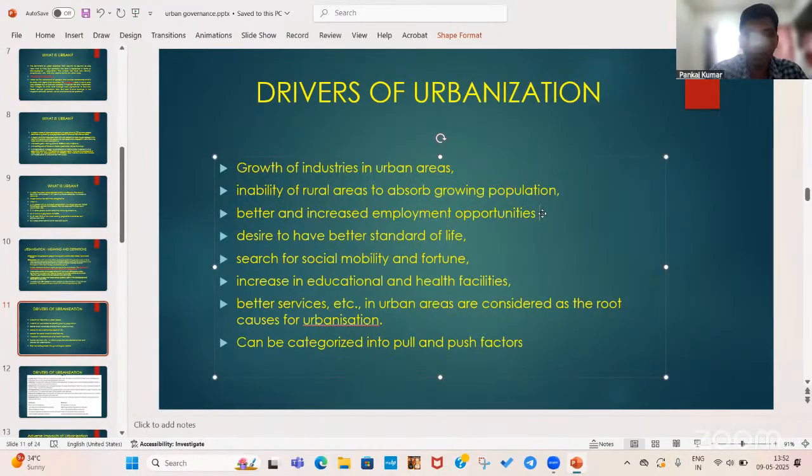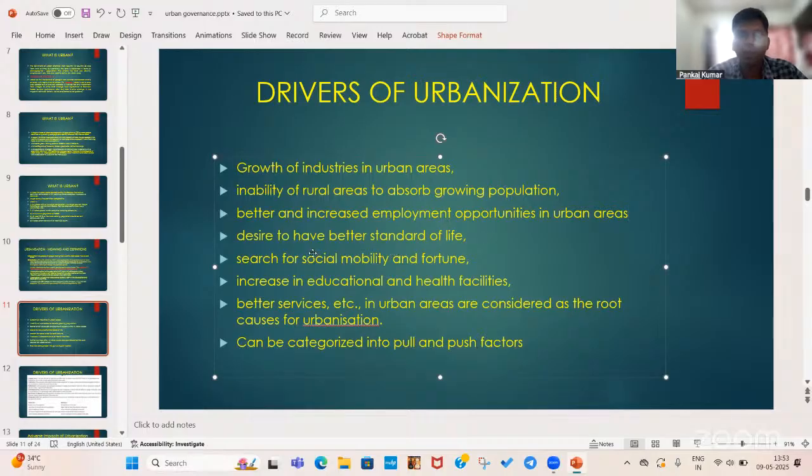Better and increased employment opportunities in urban areas. So what is this? Is this a pull factor or a push factor? This is a pull factor, right? Then the desire to have a better standard of life. The desire to have a better standard of life in people is also a pull factor. This desire is pulling people to urban areas from rural areas.